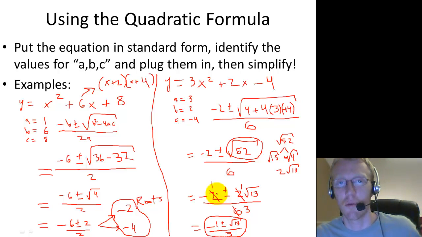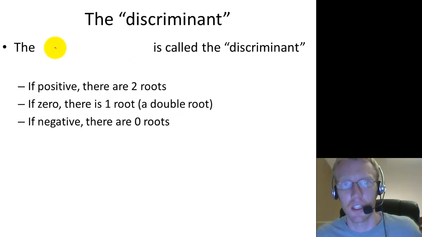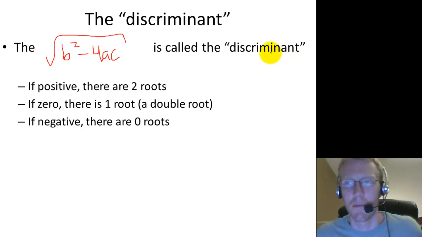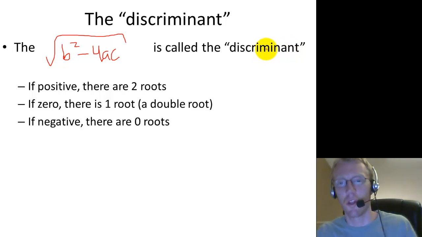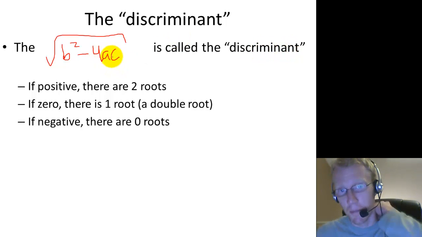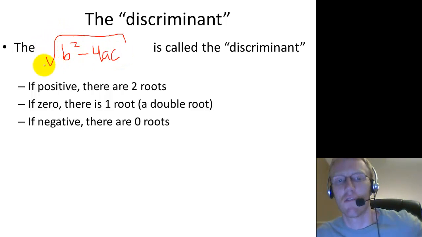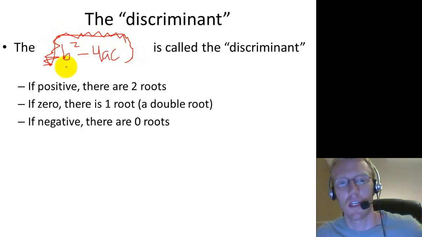So one last thing before we're finished, and that is called the discriminant. There's a part of the quadratic formula that's called the discriminant, and it's actually this part that's under the radical. The b squared minus 4ac is called the discriminant. And the reason is because it discriminates between three different possibilities. So if you just look at this part, the square root of the b squared minus 4ac, in fact, you don't even need the square root. Really, you're just looking at the b squared minus the 4ac.